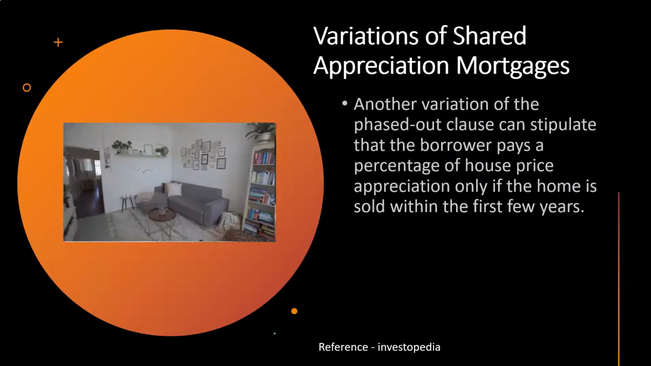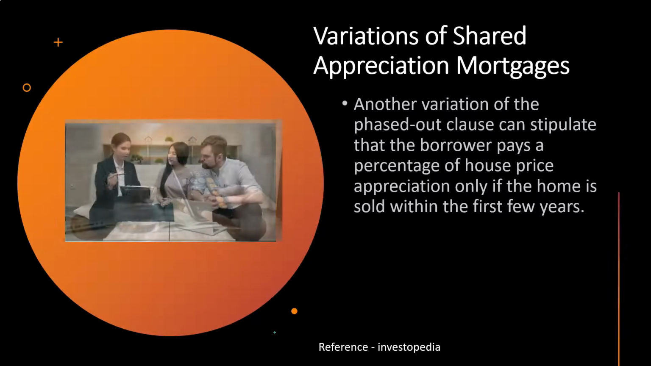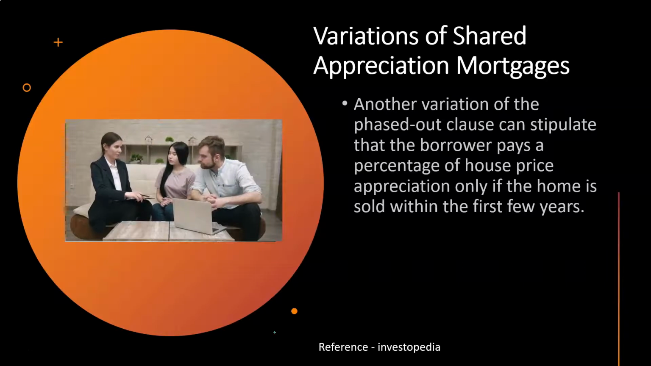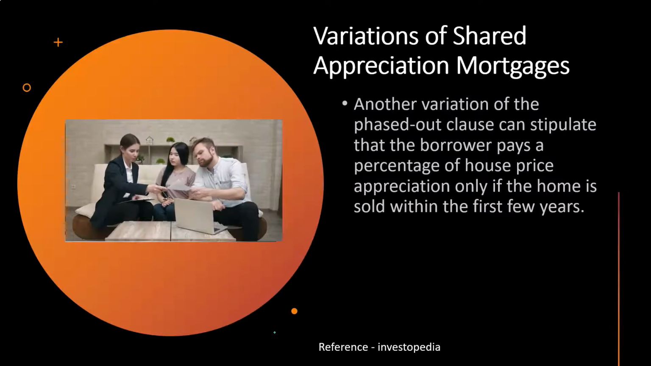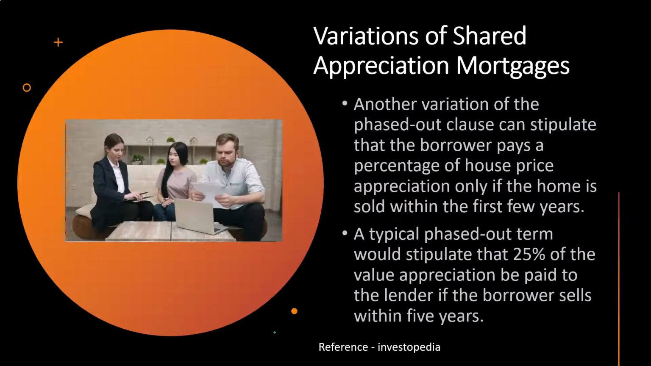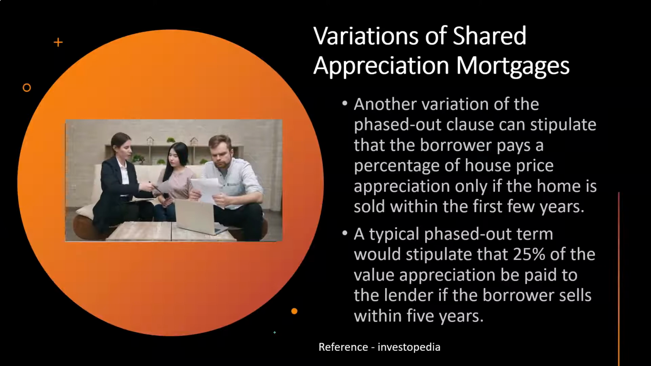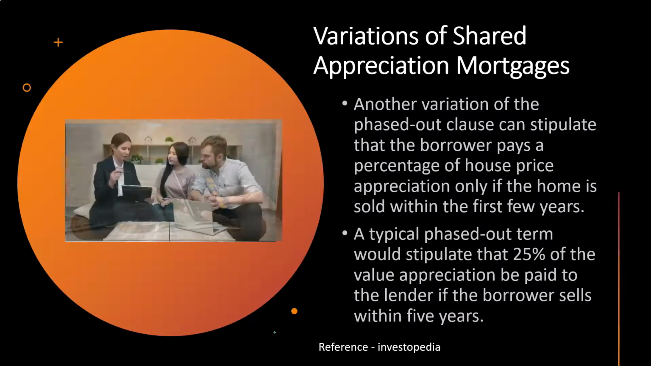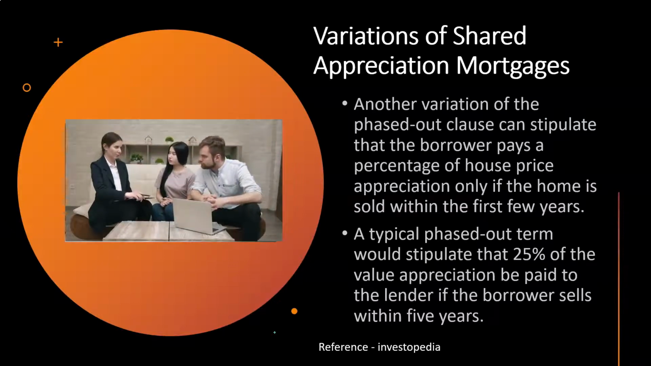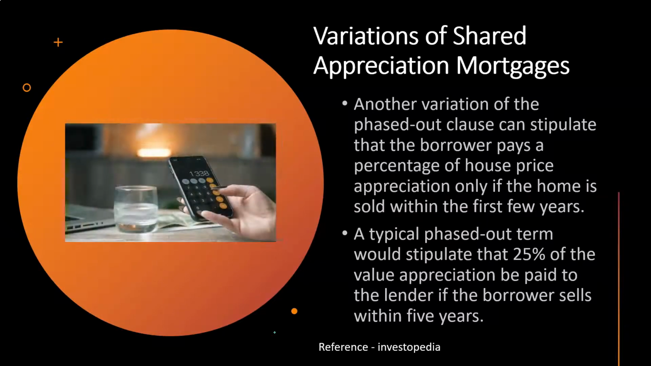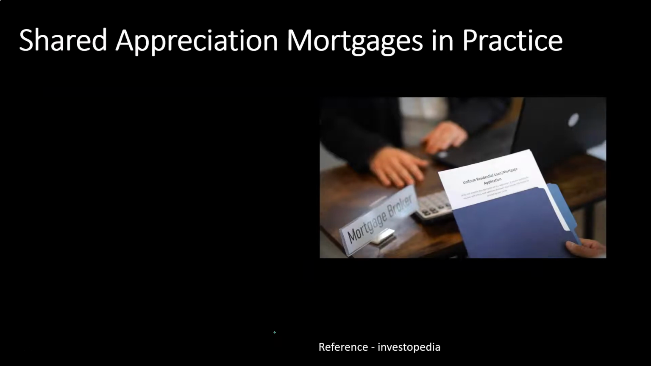Another variation of the phase-out clause can stipulate that the borrower pays a percentage of house price appreciation only if the home is sold within the first few years. So they might say that because they're concerned about the borrower selling it basically immediately, possibly. So if you sell it immediately, that's when we would want to get our percentage. A typical phase-out term would stipulate that 25% of the value appreciation be paid to the lender if the borrower sells within 5 years, for example.